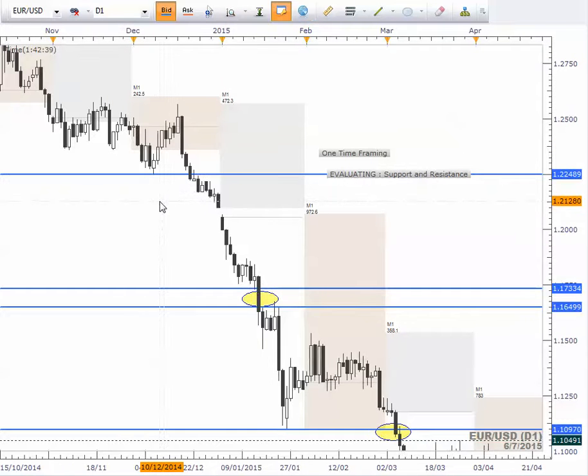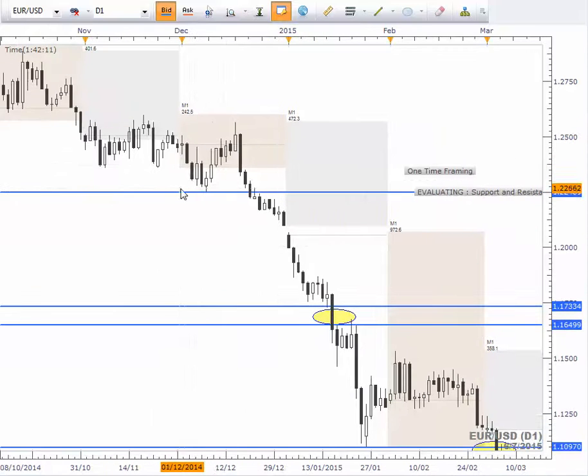And I use the word period even though I'm looking at the daily chart, because you can be one time framing on the daily chart, on the 5 minute chart, on the 30 minute chart, on any time period you select. And one time framing is a strong indication that price has strength in that direction. So here, buy, buy, buy. We are not taking out the previous day's lows.